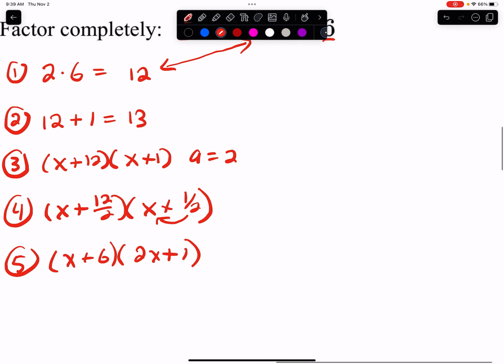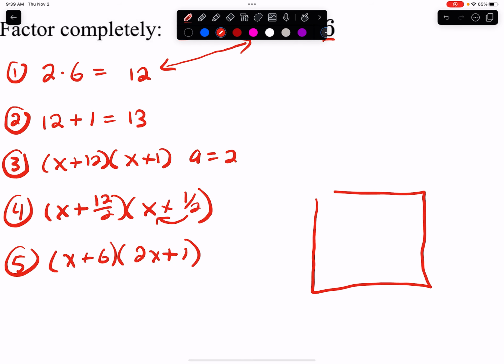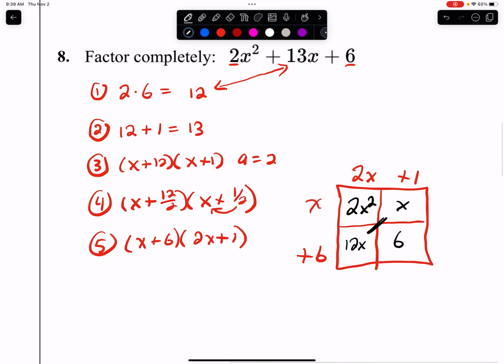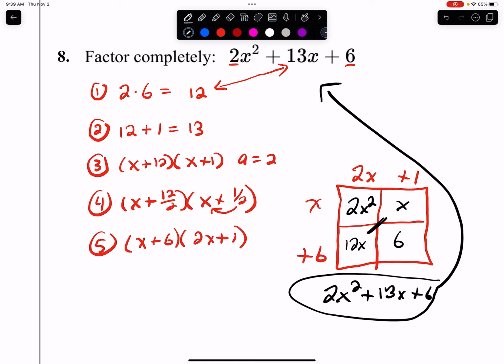Okay, and the last thing that I really wanted to show you, just because you can check all of these by using the area model. So if I wanted to check to make sure that everything was right, 2x plus 1 times x plus 6. You can always check the area model. So 2x times x is 2x squared. 1 times x is x. 2x times 6 is 12x, and then 6 times 1 is 6. You're going to see we combine the like terms, and this will simplify to 2x squared plus 13x plus 6, which is exactly what we had in our original expression.